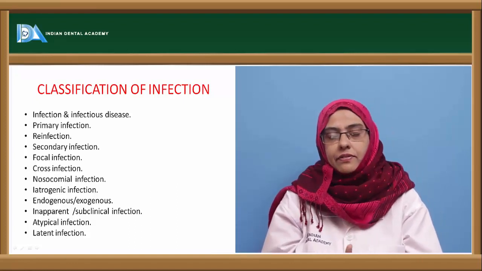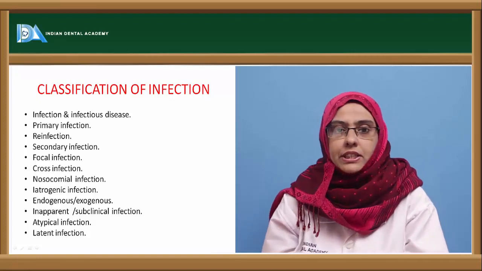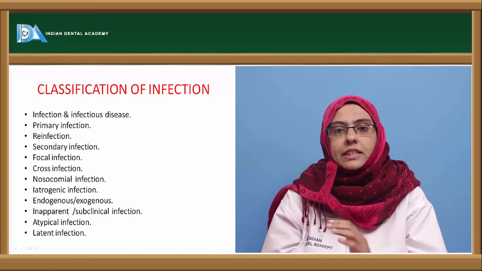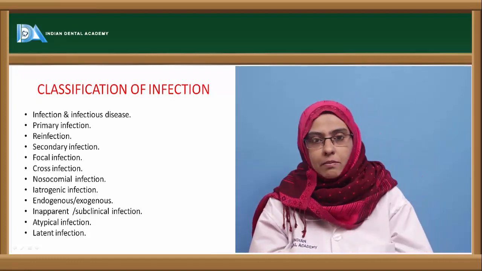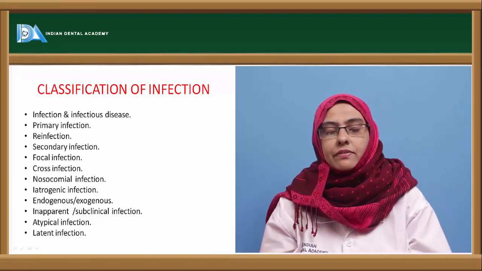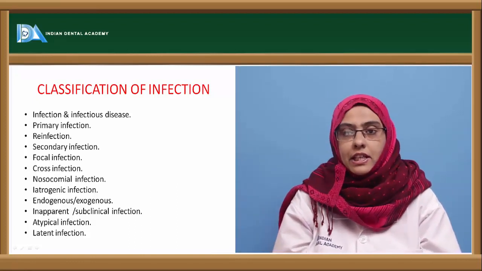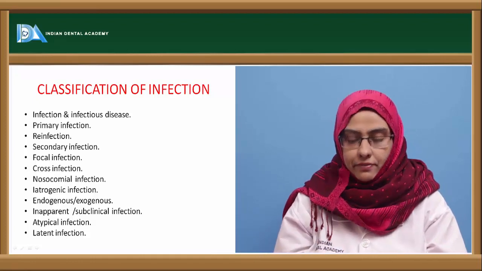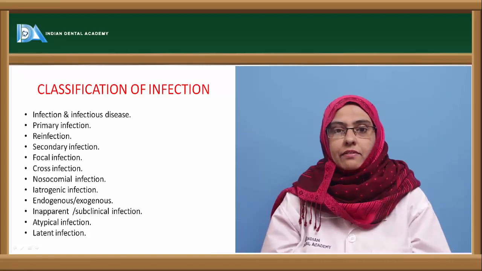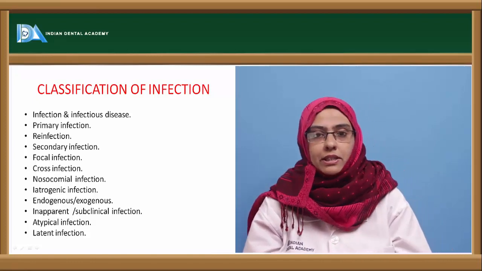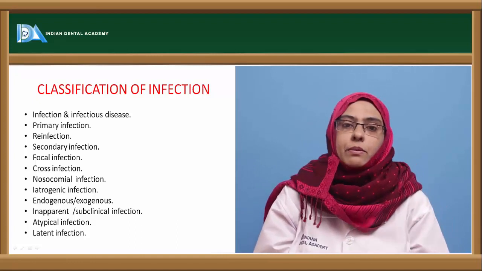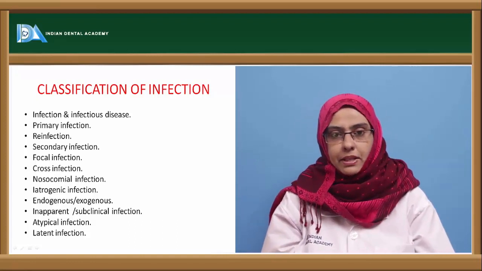So the basic difference between an infection and infectious disease is that infection will not lead to infectious disease unless certain criteria are fulfilled by the microorganism. Now coming to the classification of the infections, you can classify infection based upon a variety of characteristics. First I will deal with the primary infection. Primary infection is the immediate infection that we get when we interact with the pathogenic microorganism. That is, initial exposure to a microorganism is called a primary infection.